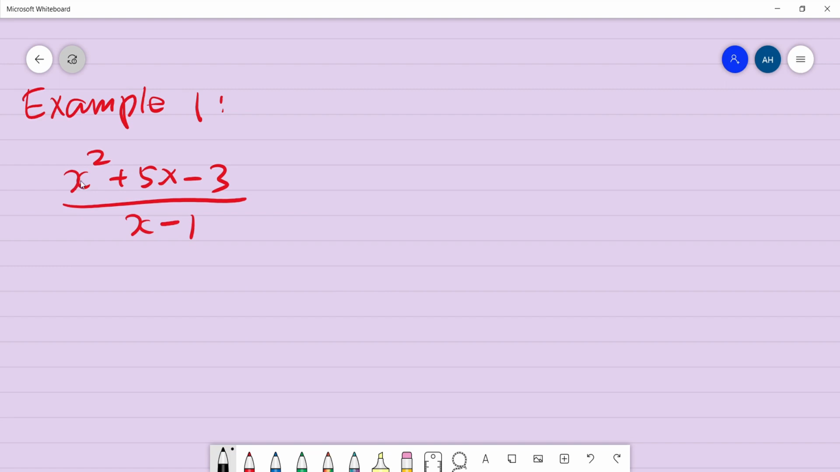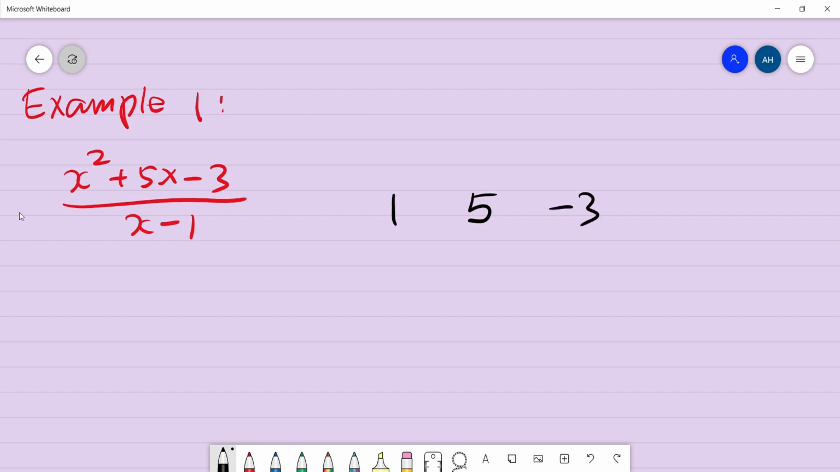That is, for x squared, the coefficient for x squared is equal to 1. The coefficient for x in the second term is 5, and for the last part we have negative 3. So we have to write down all those three numbers. So we write down 1, that is the coefficient of x squared, and we write down 5, that is the coefficient of x, and also we have to write down the constant component, that is negative 3.